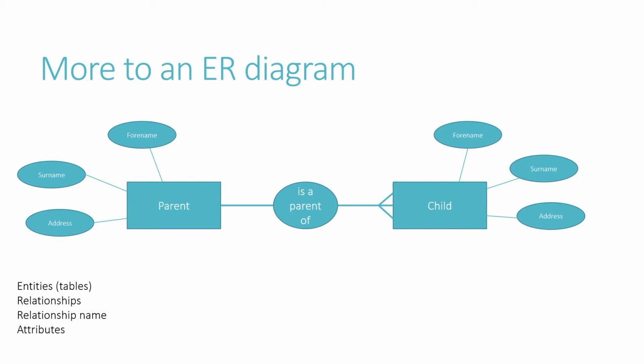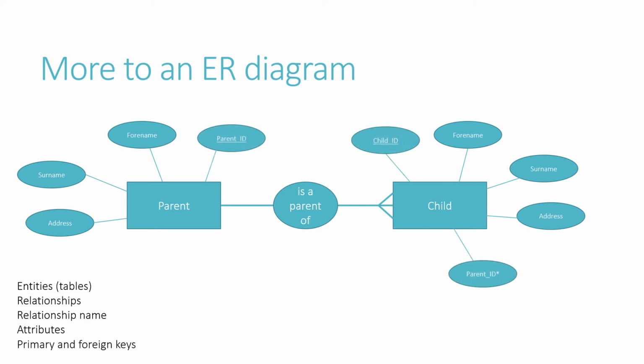Next up, we have the attributes. Attributes is another word for fields. So you have a bubble with a line connecting to the entity that field relates to. In this case, you would probably store more than just the forename, surname, and address of a parent or a child, but this is just an example.